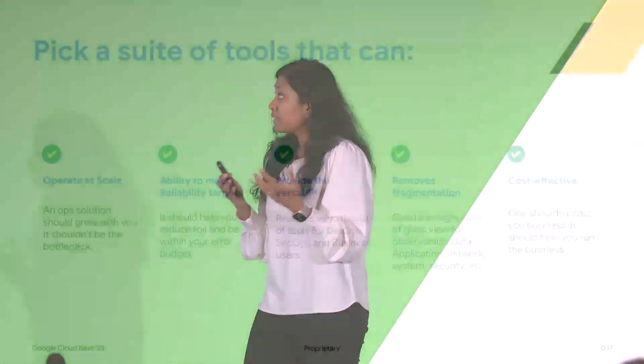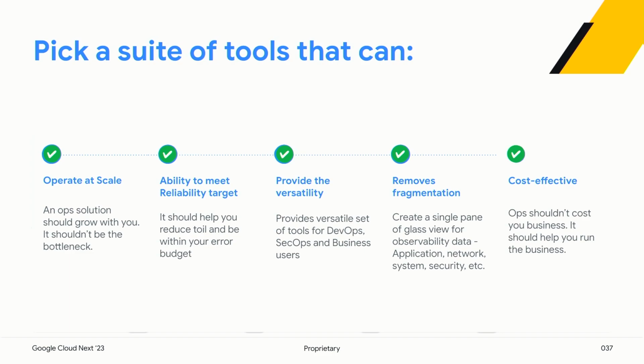Now, our recommendation is for you to pick a suite of tools, essentially in one ecosystem, and when you're doing that, think about this, right? Number one, operate at scale. Google went from zero to a billion users on the same platform. Snap just went from zero to 400 million users on the same platform. So ops should never be a bottleneck. When you're trying to grow your business, you should know that ops should be able to scale, right?